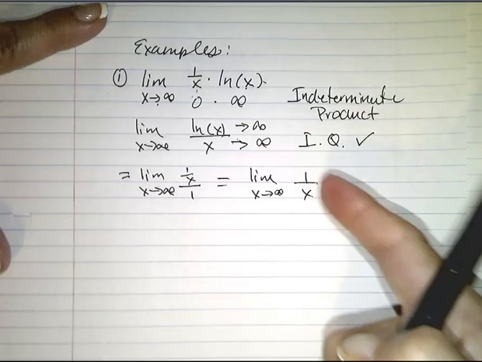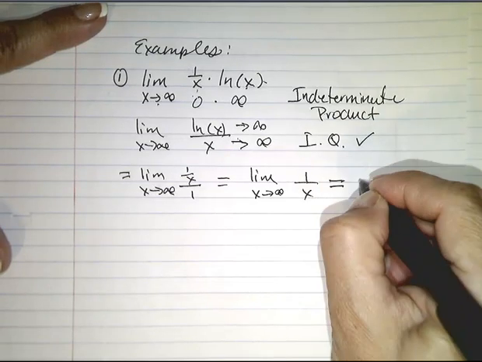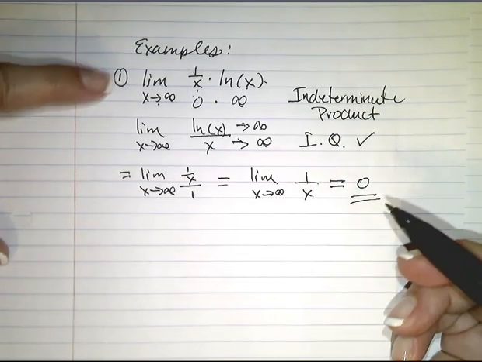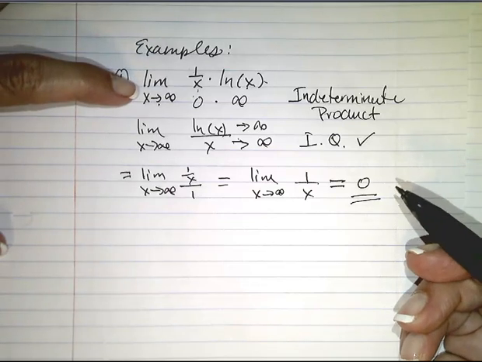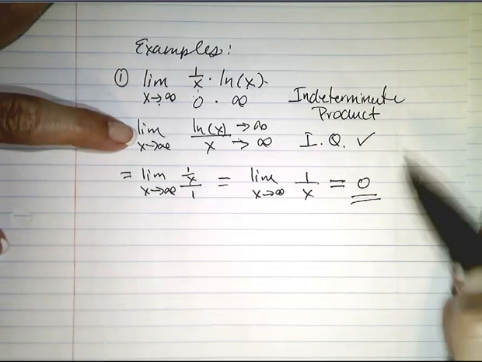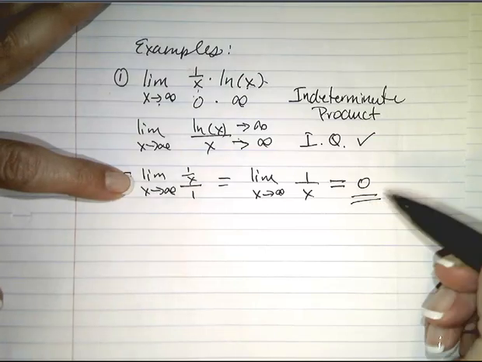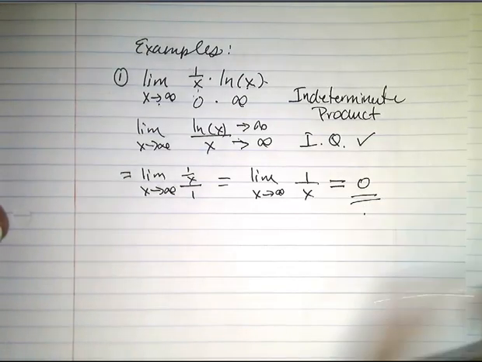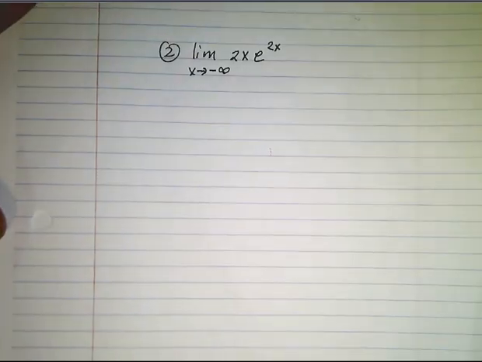The top blows up, the bottom goes to 1, this whole thing goes to 0. So here's an example where we took a product and we turned it into a quotient. Then we applied L'Hopital's rule, and we got our answer. All right, let's look at one more example.